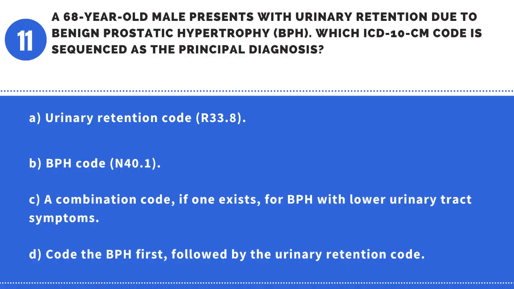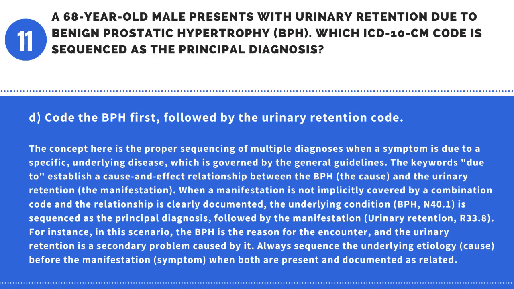Which ICD-10-CM code is sequenced as the principal diagnosis? A. Urinary retention code R33.8. B. BPH code N40. C. A combination code, if one exists, for BPH with lower urinary tract symptoms. D. Code the BPH first, followed by the urinary retention code. Answer: D. Code the BPH first, followed by the urinary retention code.